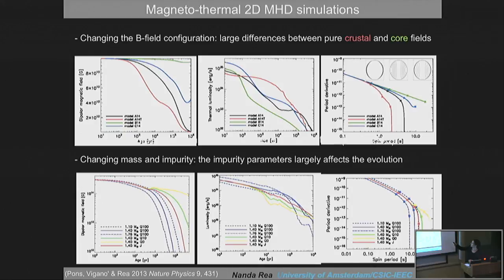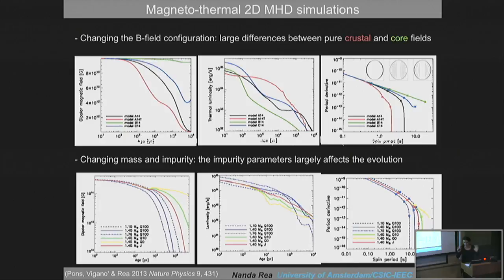You also have different curves. This is, again, magnetic field, luminosity, and this is the P-Pdot diagram. Different curves depending on the mass you assume for the source at the beginning, depending also on the impurity, which means, what is the impurity? I will go a bit more in detail just in a second. The impurity is a parameter that you use in the crust. So how different is your crust from a pure lattice? This is more or less what it is.